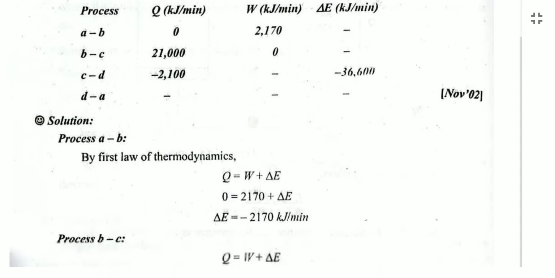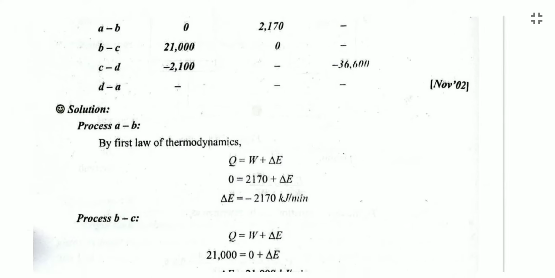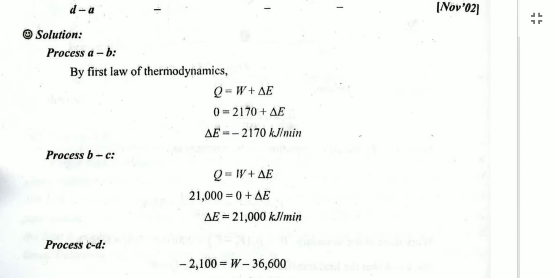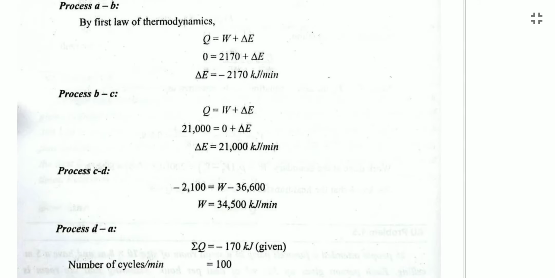By the same method we can find the value for B to C also. Here heat transfer is given, work done is given, we have to find the delta E value. In the process C to D also, heat transfer and internal energy change are given, work done we have to find. Here also we can substitute in the formula Q is equal to W plus delta E. Heat transfer is given, work done we have to find, and delta E is minus 36,600, given in the question. So we find the value of W.